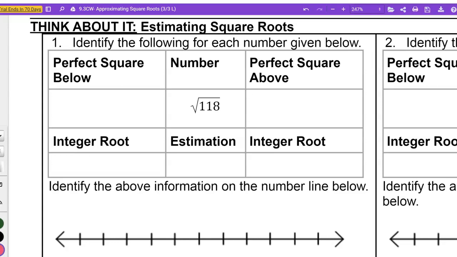Okay, what we're going to learn today is how we approximate the value of a non-perfect square. So the number we're going to approximate right now is the square root of 118. If we look at our perfect squares resource, we know that is not a perfect square.